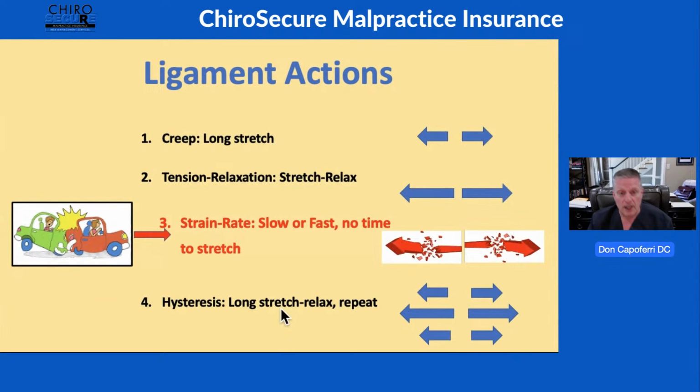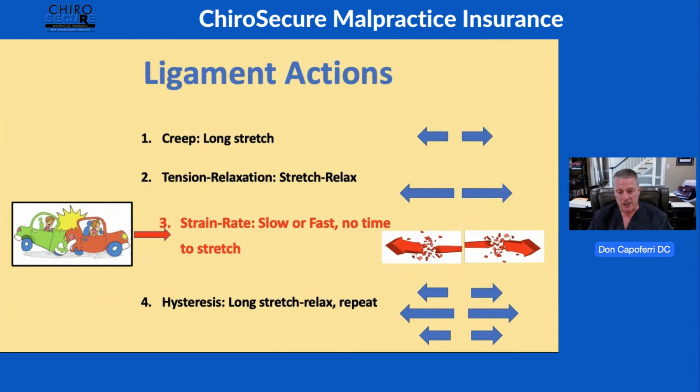Okay, now this is what I talked about before. This is the actions, the biomechanical actions of a ligament. There are four. Creep, which is a long stretch of the ligament. Tension relaxation, which is stretch and relax. That is what you see a lot of athletes do prior to competition.